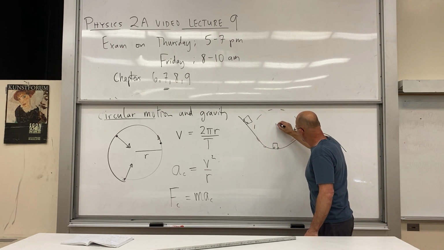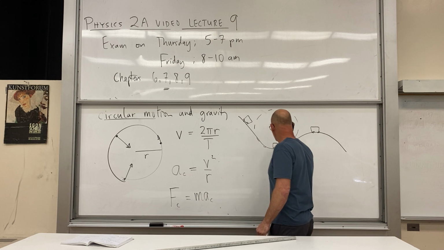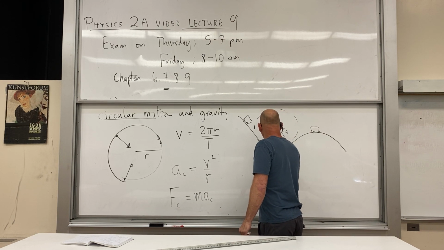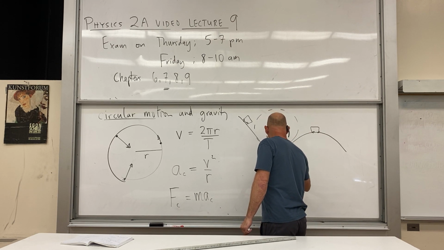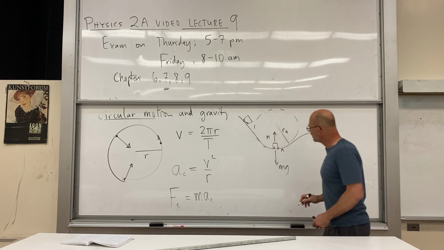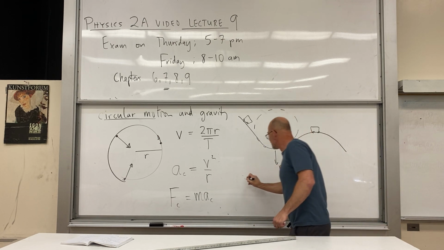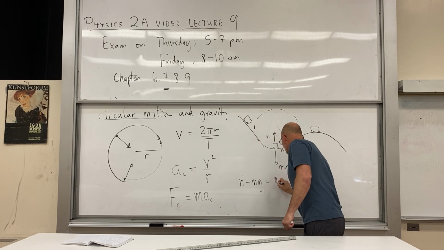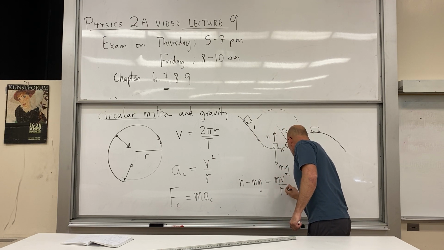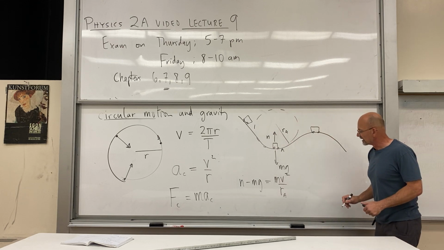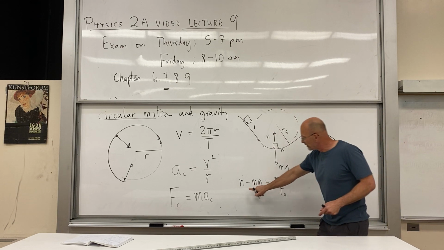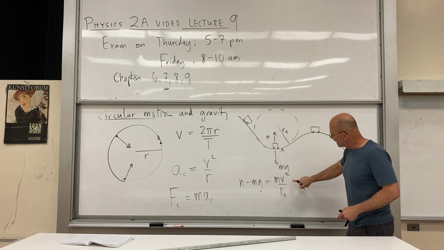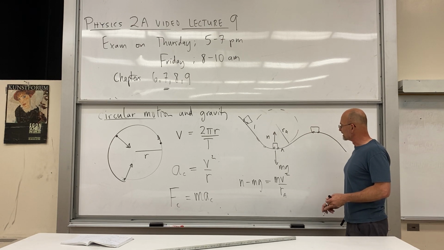you're in a certain radius of curvature, point A, r sub A, and then you have n and mg. Then your Newton's law is n minus mg equals mv squared over r sub A. Okay. This is the net force equals the mass times the centripetal acceleration.